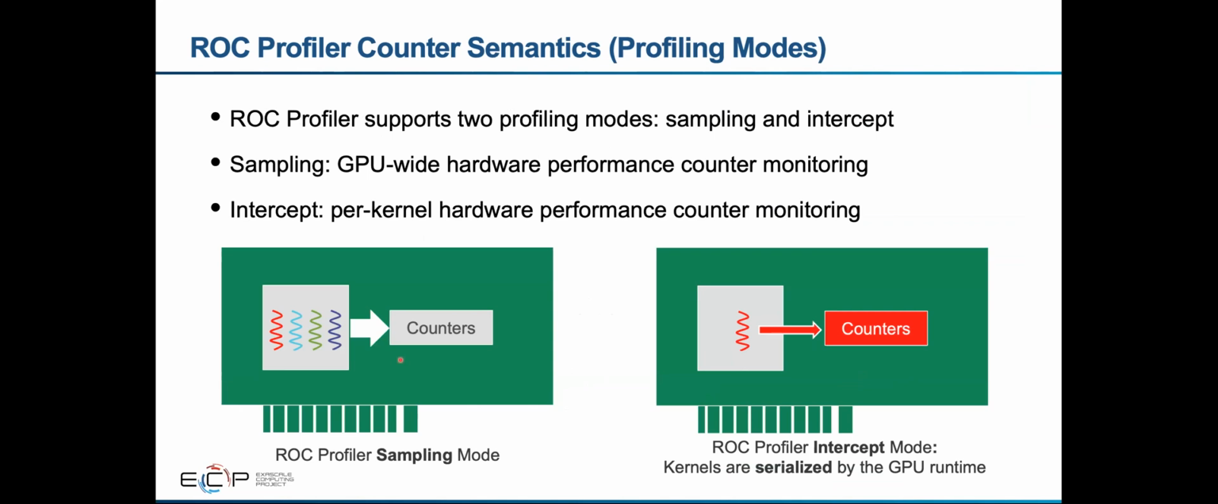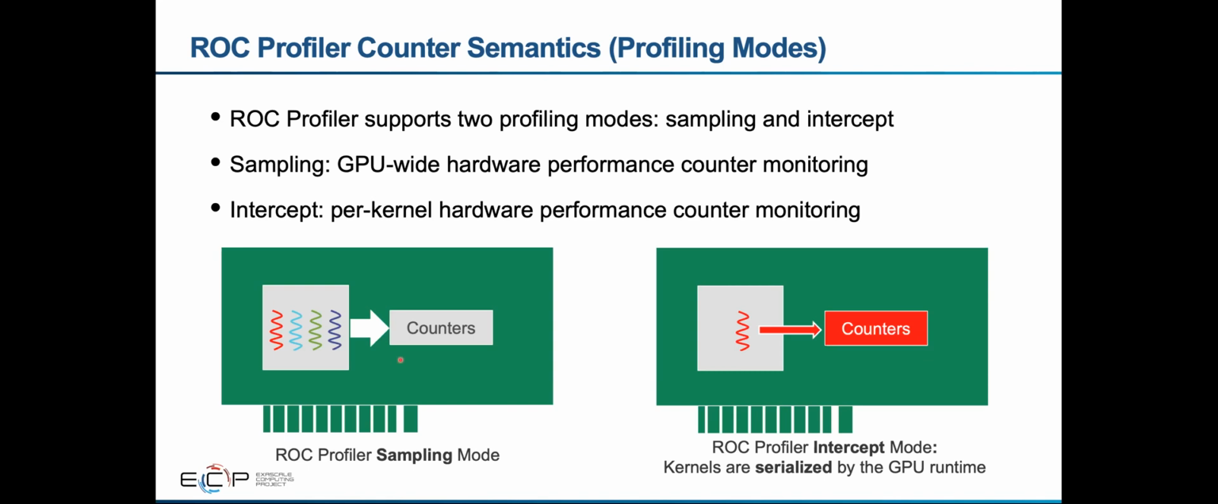So ROC Profiler distinguishes two modes for accessing hardware counters in ROCm devices. One is called the sampling mode, and the other one is called the intercept mode. The two modes differ in the relation expressed between the value of the counters and the work done by the hardware. In sampling mode, for example, the value of the counters is a reflection of what is going on in the hardware at a certain moment.